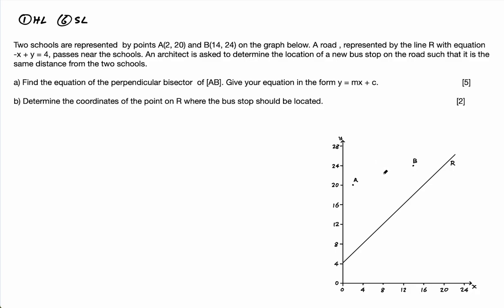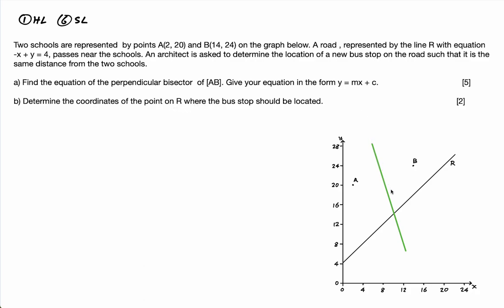So the middle would be somewhere, let's just do this. It's something like this. It's the line that goes straight down through the middle of the two of these. And then it says find the equation of this line and then determine the coordinates of the point where the bus stop should be located.